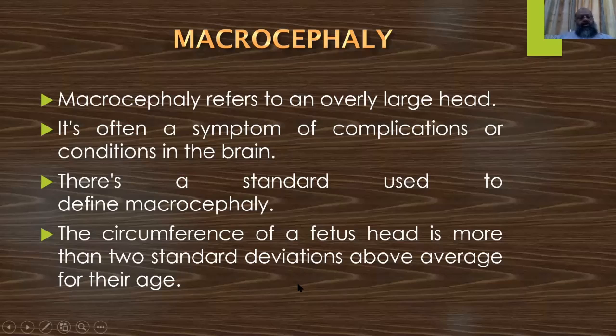Again, the comparison of head circumference and BPD with measurements of abdominal circumference and femur length will be done. If the gestational age calculated by BPD and head circumference is more than 2 weeks as compared to the other parameters, we will label it as macrocephaly, larger head. Now we have to rule out whether this larger head is due to ventriculomegaly or intracranial pathology, intracranial bleed, or any of the pathologies like ventriculomegaly. So we have to rule it out.